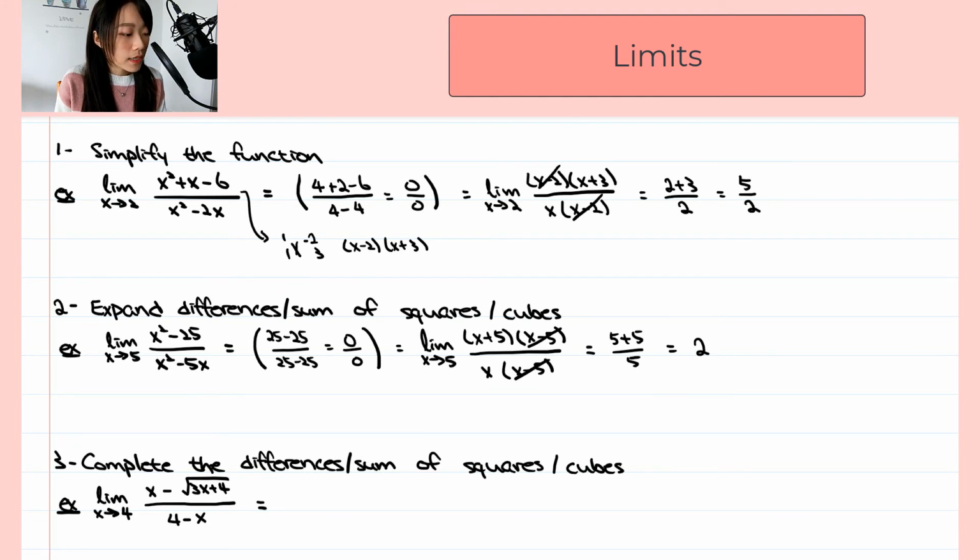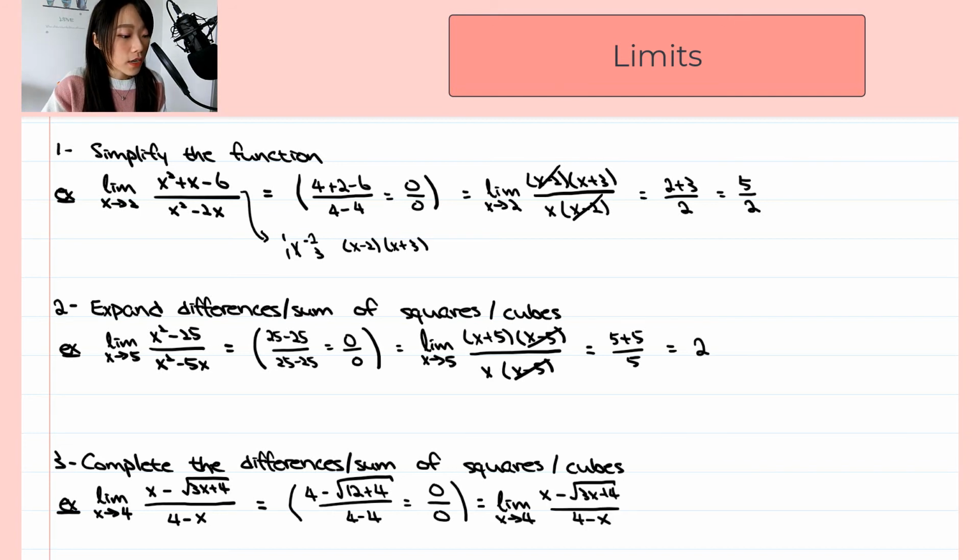Limit of x minus square root of 3x plus 4 over 4 minus x. Let's substitute x by 4. The numerator is 4 minus square root of 12 plus 4, over 4 minus 4. So again, we get the type C of result. Here we have a square root in the function, and usually a square root is a good hint to use method 3, to complete the difference or sum of squares or cubes. So here we have a square root, so we need to use the square to get rid of the square root.